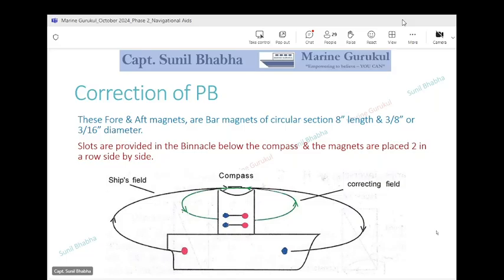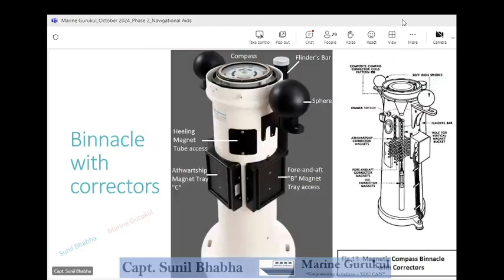Let me show you an actual binnacle now where these magnets are placed. Let me show you these fore and aft permanent corrector magnets in the binnacle. You can see a diagram of the binnacle. We have the compass here and we have these spheres which are fitted in the outward ship direction. Exactly below the compass, you see one particular pipe going down. This is the heeling error pipe. We have the periscope pipe also along with this.